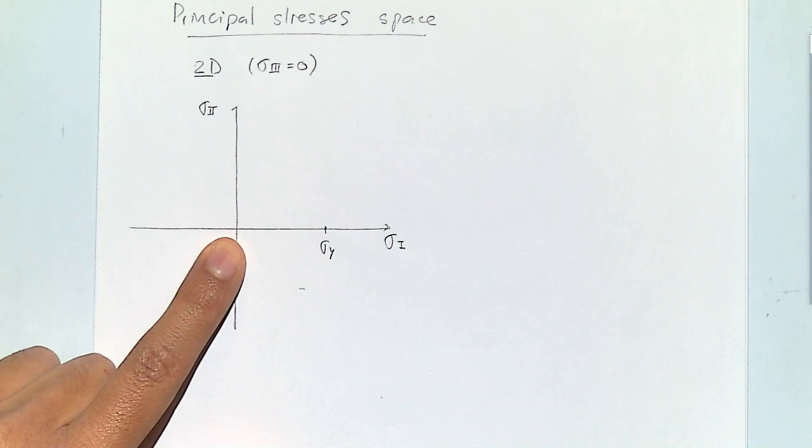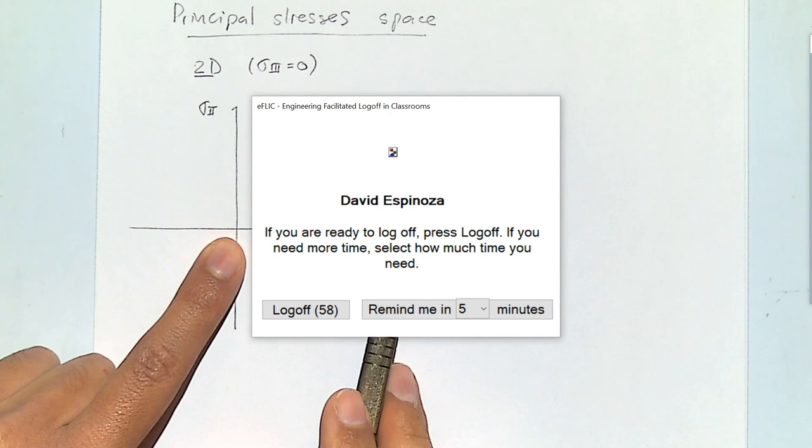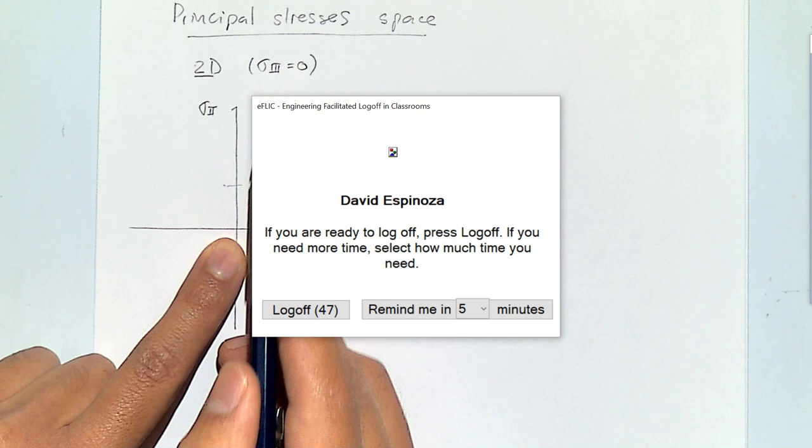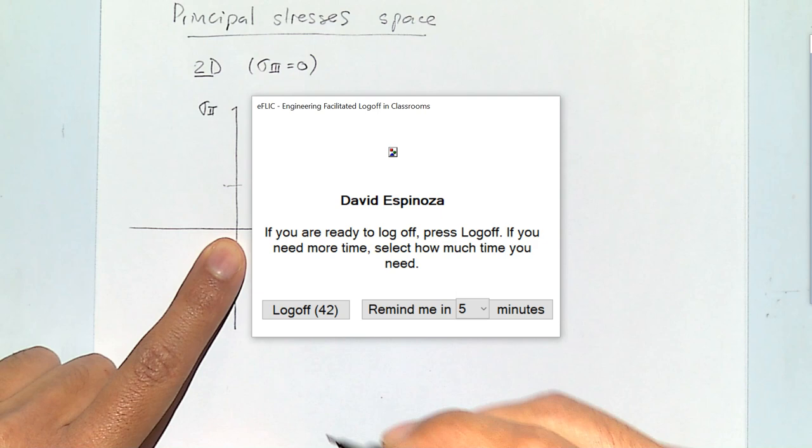Wait, what was the question again? What is going to be the maximum value of sigma 1 when sigma 2, let's say, is somewhere around here, it's not 0, but sigma 3 is still equal to 0? The same, Rodrigo. Yes. So it's just going to be something like this.